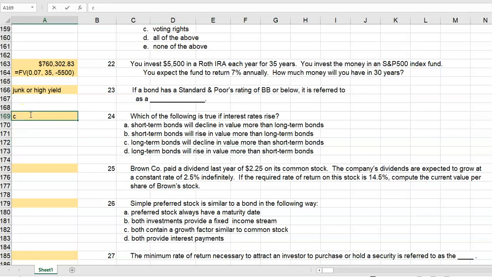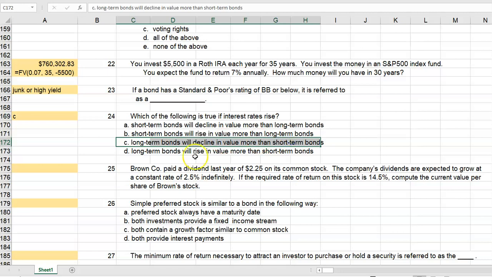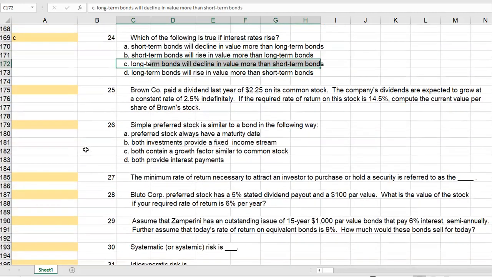Let me see if I can try that another way. We're talking present value. The value of a short-term bond, I have to discount by the interest rate. Same thing with long-term bonds. But if interest rates rise, then the longer the period, the more I have a decline, which means long-term bonds decline in value more than short-term bonds.